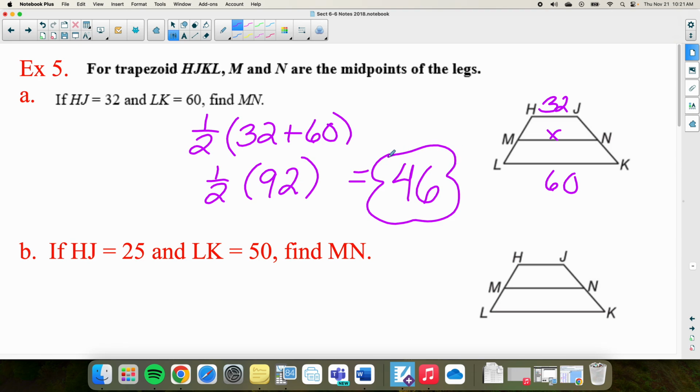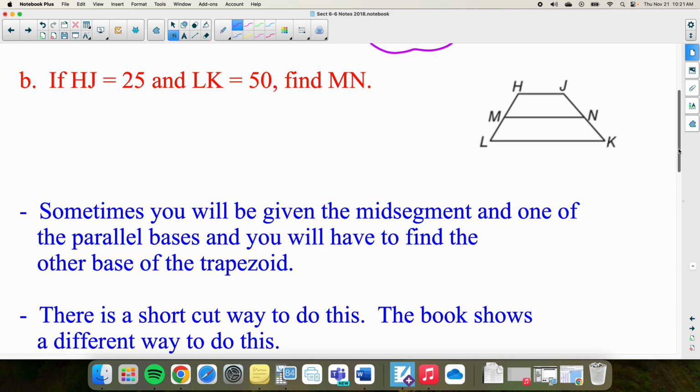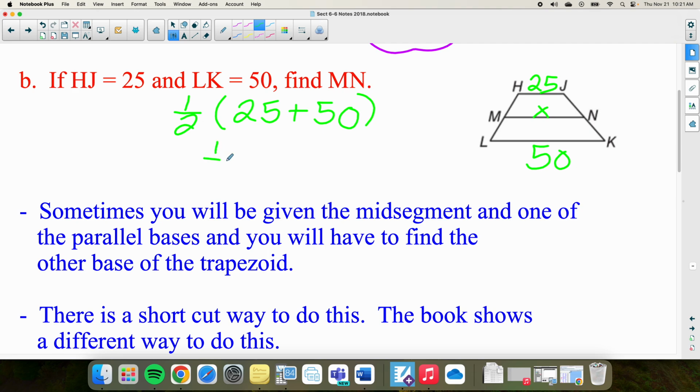Okay. Then if I look at this one, it says HJ is 25, LK is 50, find MN. So what I would need to do there is either add those two, hit enter, and divide by 2, or I could take half of 25 plus 50, which is half of 75, which is 37.5.